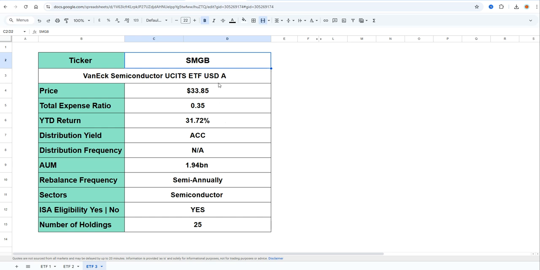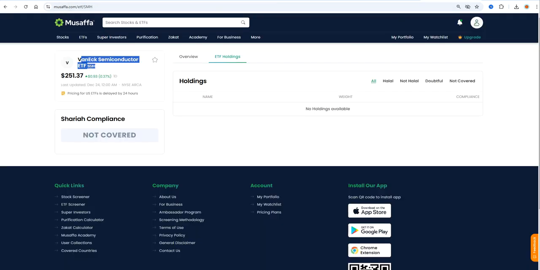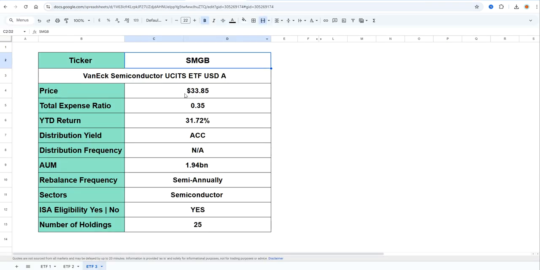So you can check it on Zoya. By the way, the one I was looking at is the US version of it, because I don't think they have the UK version of this one. So as you can see here, it's currently trading at $33 per share. And the reason why it's Shariah compliant is all the companies in there, all 25 of them, are in semiconductors, basically. All of them apart from one, I think, are Shariah compliant.